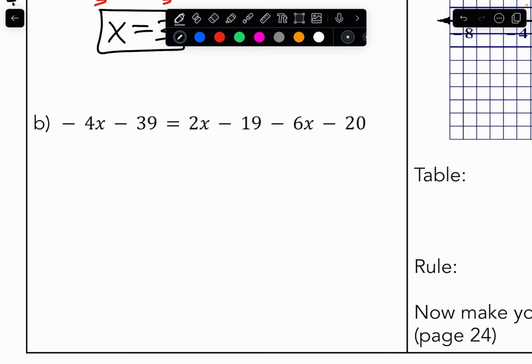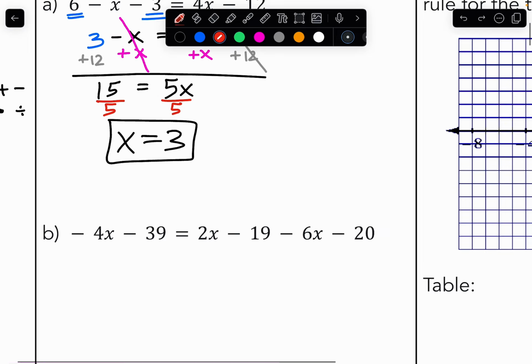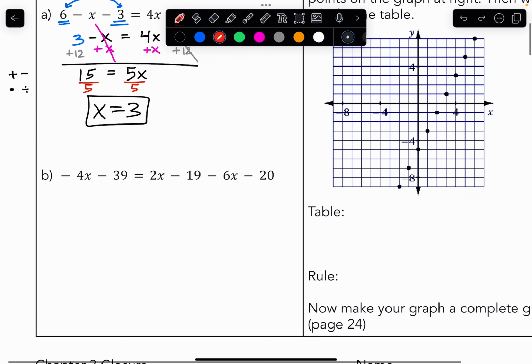So again, first thing I'm going to do is not move anything around left or right. I'm going to see if I can combine any like terms. So for letter B, on my left side, I have negative 4x minus 39.